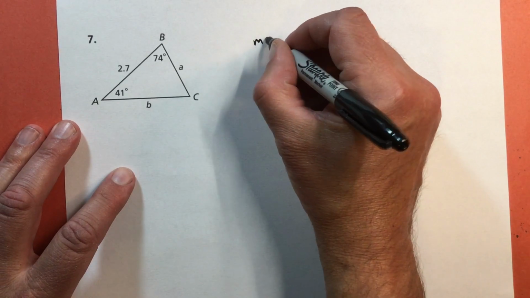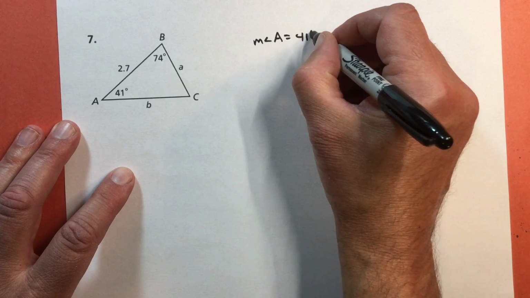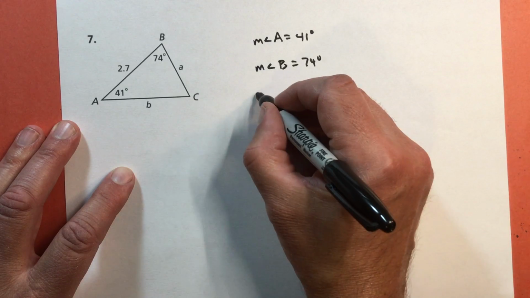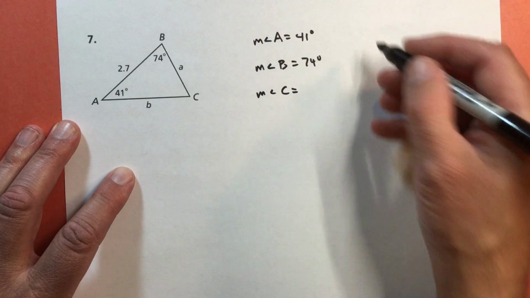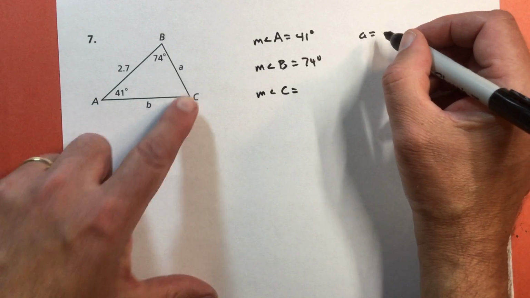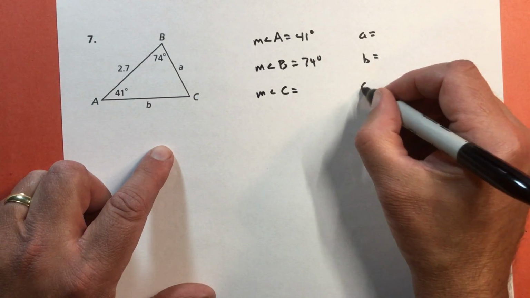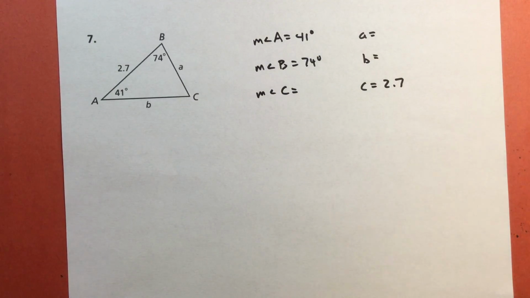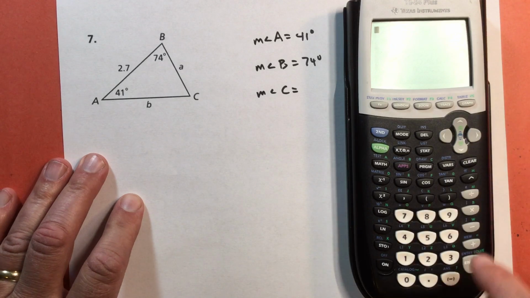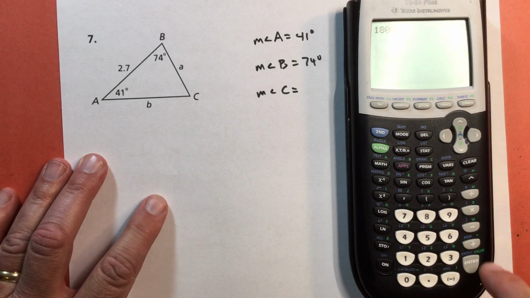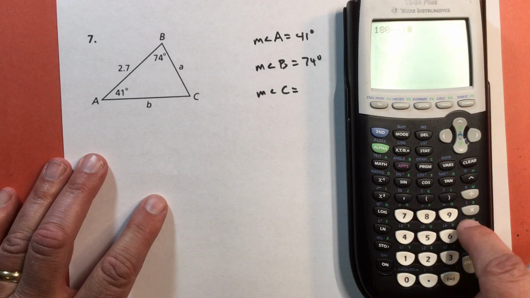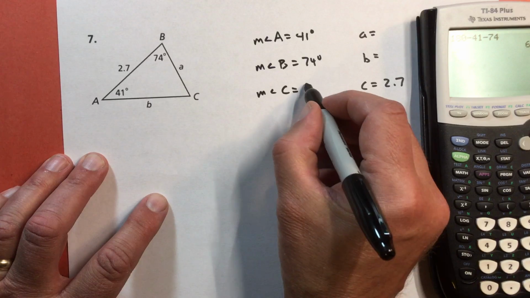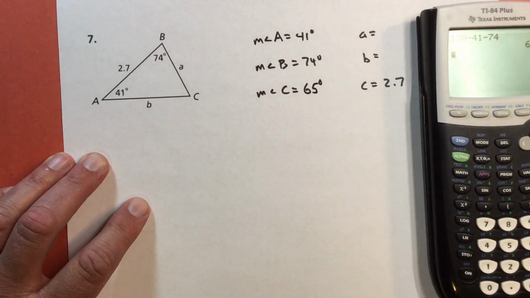This is ABC. So I got the measure of angle A, which is 41 degrees. Measure of angle B, which is 74 degrees. And the measure of angle C, which we're going to figure out. Side A, we don't know. Side B, we don't know. But we do know side C, which is 2.7. So again, I have 2 angles. I can subtract from 180 and get the third angle, so I get 65. These 3 add up to 180.